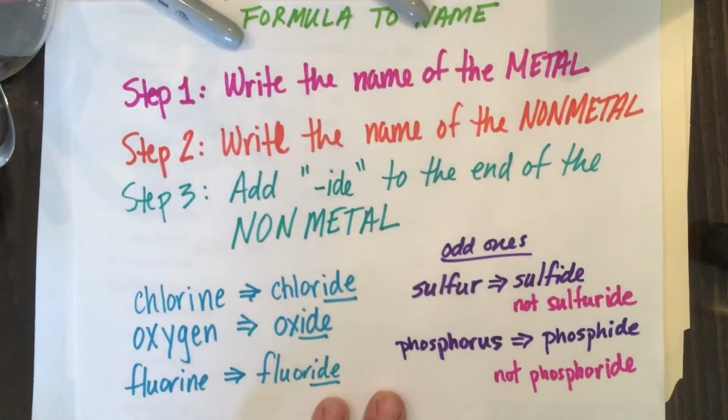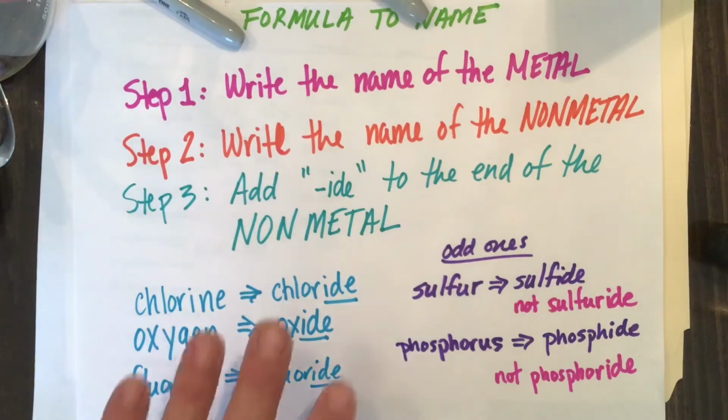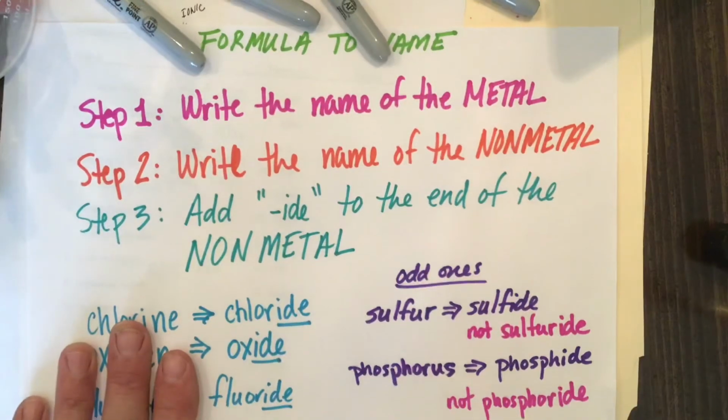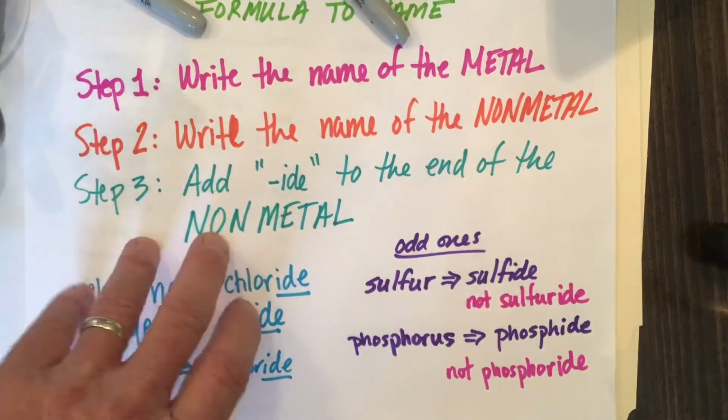In other words, chlorine becomes chloride. Oxygen becomes oxide. Fluorine becomes fluoride. Now there's a couple of them that you have to look out for because they're kind of weird. Sulfur becomes sulfide, not sulfuride. Uncool. And phosphorus becomes phosphide, not phosphoride. Okay, so hopefully you can remember those.